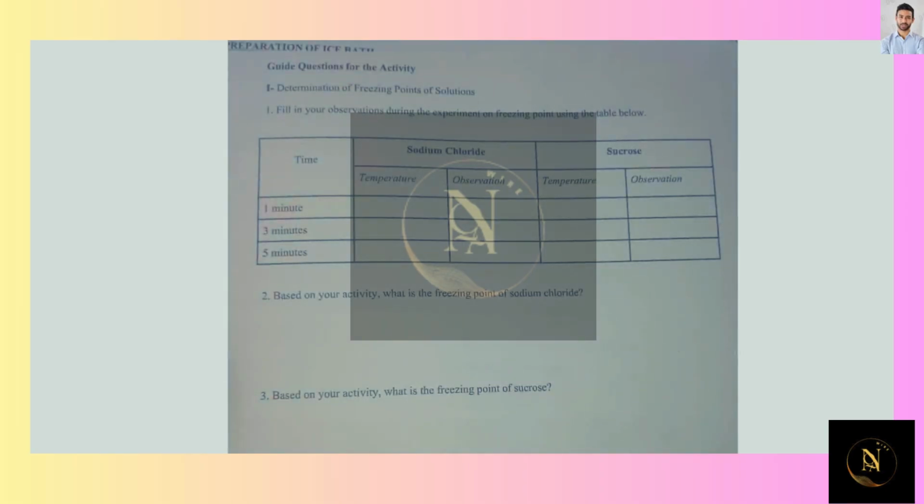Over here, in order to be able to properly solve this report, you actually need your lab information, your observations that you made during the experiments. So, for example, in this case, you need to record the temperature at different times and record the observations. So, at the point in which we're going to see crystals in solution, that is going to be the temperature for the freezing point.